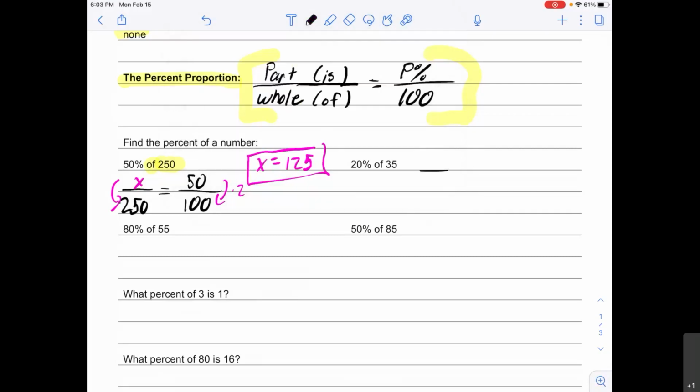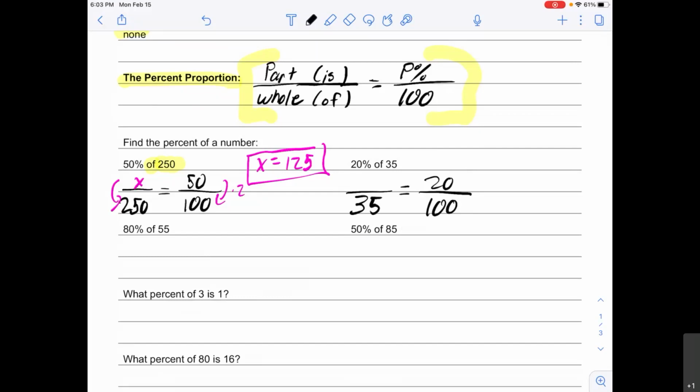All of these then, we're going to be doing the same thing. So for 20% of 35, again, I'll set up my proportion. 100 goes on the bottom right always. My percent, 20, goes up here. And then of 35, so 35 goes on the bottom. It's the whole.